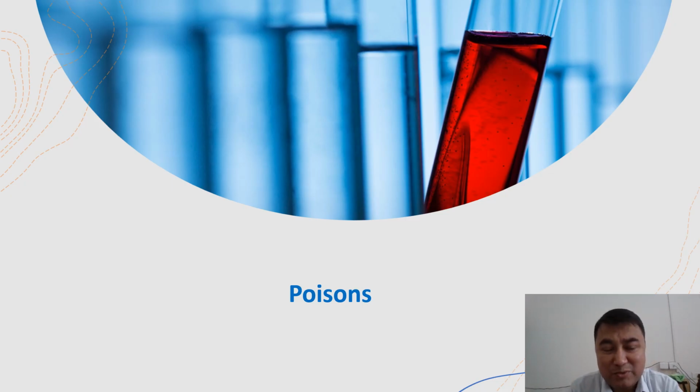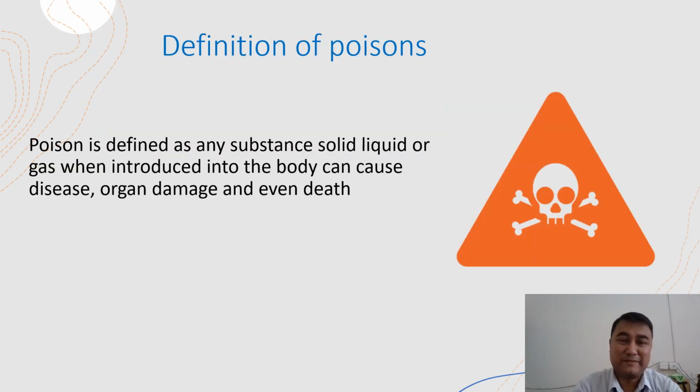Now let us come to the definition of poisons. Poisons are substances which can be solid, liquid or gas, and which when introduced into the body, can cause disease, organ damage and even death. So entry of poison into the body can cause critical features, can cause organ damage and can even lead to death. And poisons can exist in either solid, liquid or gaseous form.